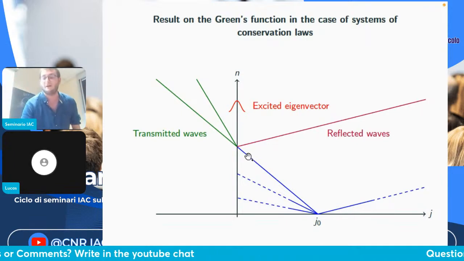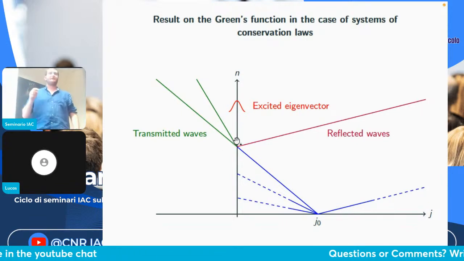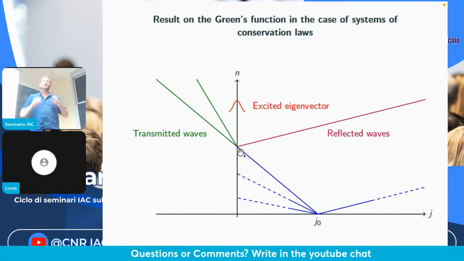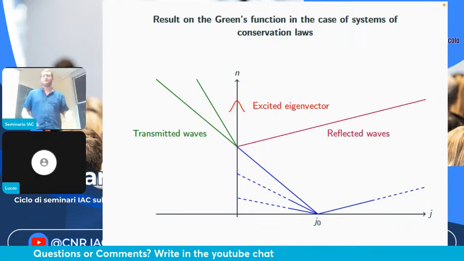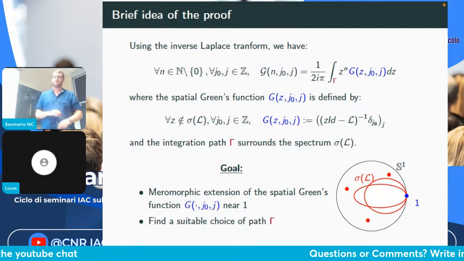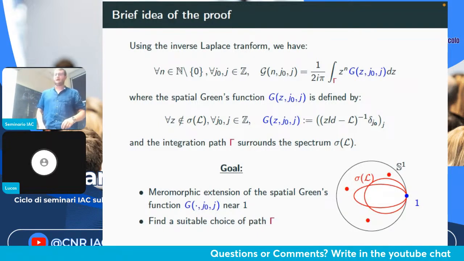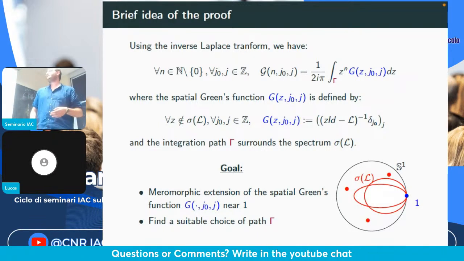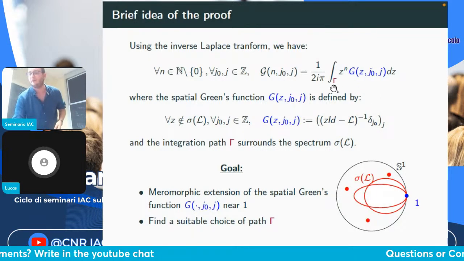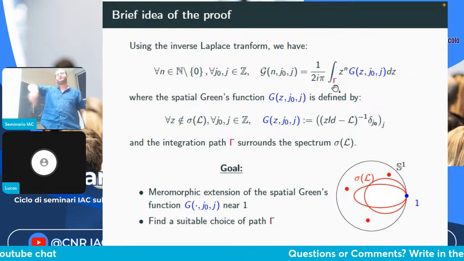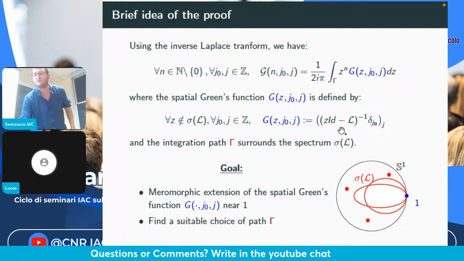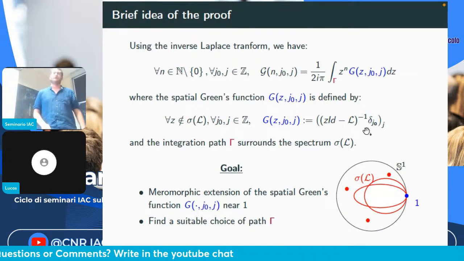Essentially, when a traveling wave reaches the shock and activates the eigenvalue, you have also reflected and transmitted waves that appear. So the formula is far larger and far more difficult to handle. Just to give a really quick impression of how the proof works, essentially you need to express your Green's function using the inverse Laplace transform. You have this formula that is at the top, where you have some path that must surround the spectrum of your operator, and some function here, which is known as the spatial Green's function, which is the resolvent of the operator applied to a Dirac mass.